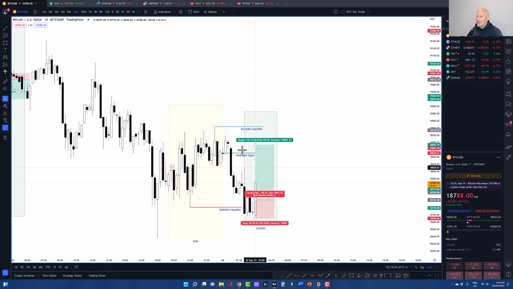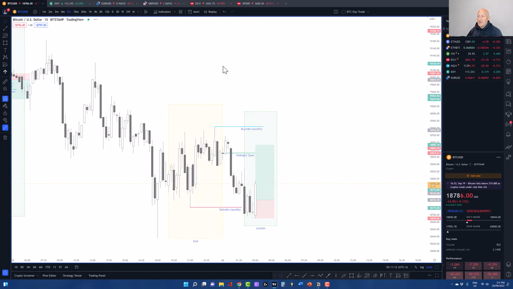And so you can see what's happened here, and this is a textbook setup: the market's run up. We've come then down through the midnight open and we trade down into that sell side liquidity, and then we're looking for a reversal once we've taken out all those stops and a run to the upside.